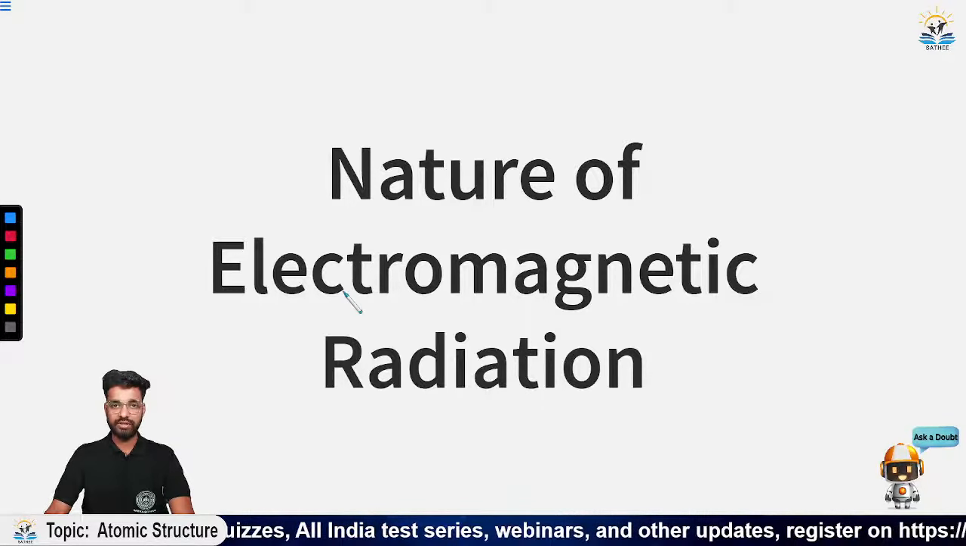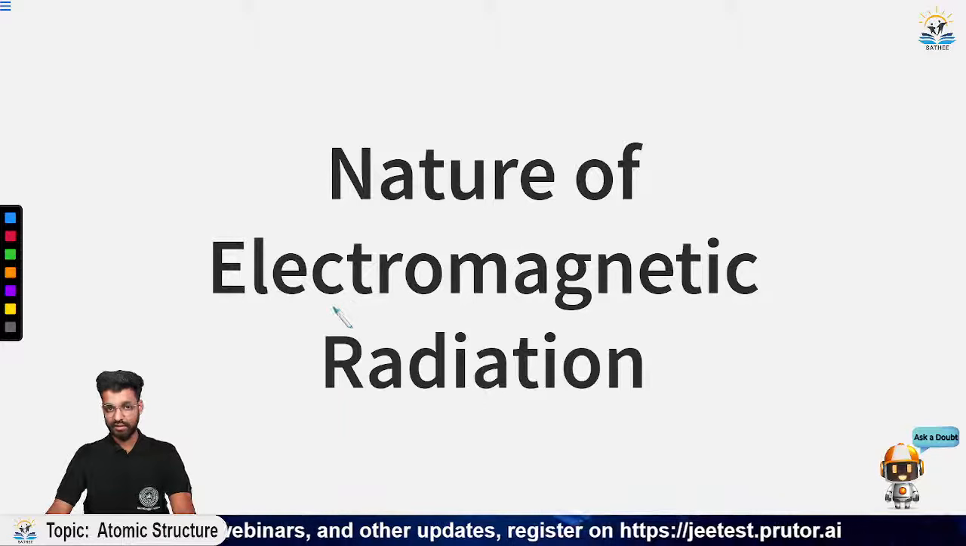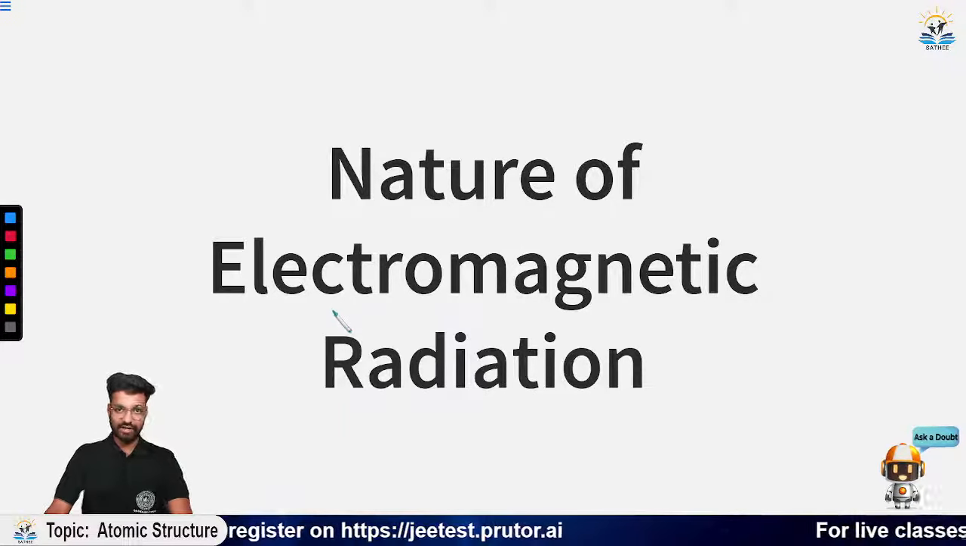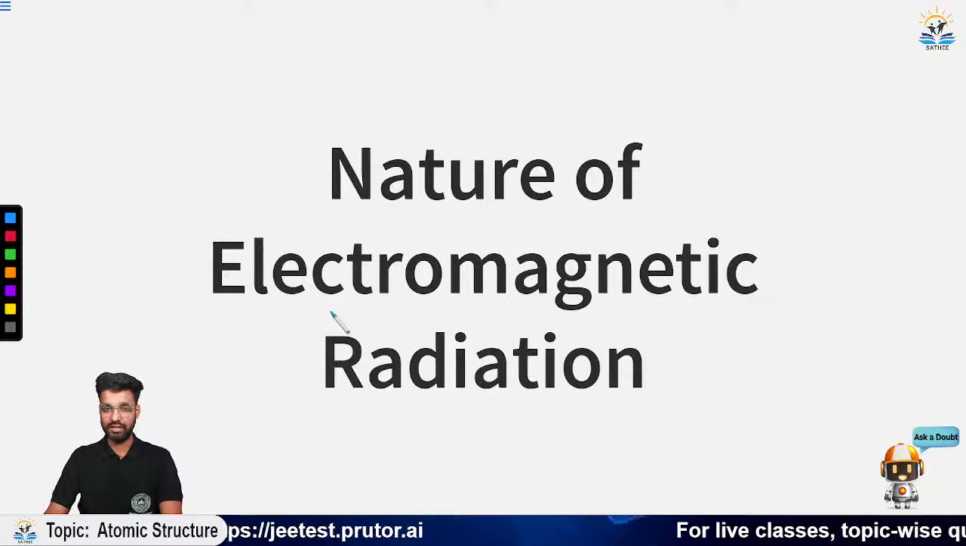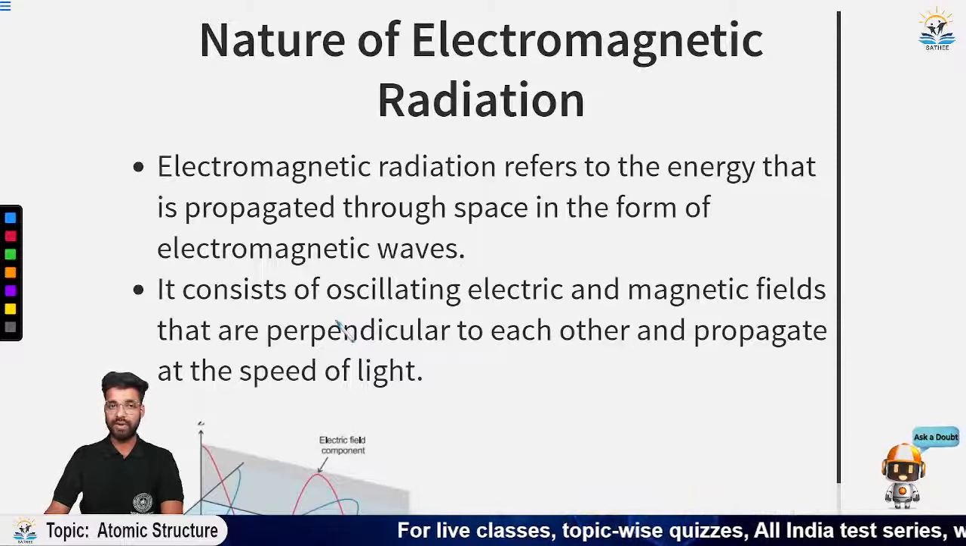If you look around yourself, you can see things due to the presence of light. The light enables you to see things. So what is the nature of light? We will talk about this in this topic. The light we see around is nothing but an electromagnetic radiation.